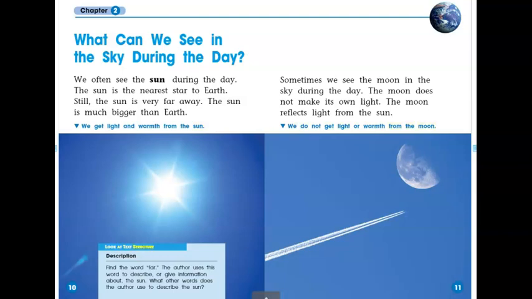Look at text structure. Description. Find the word far. The author uses this word to describe or give information about the sun. What other words does the author use to describe the sun?